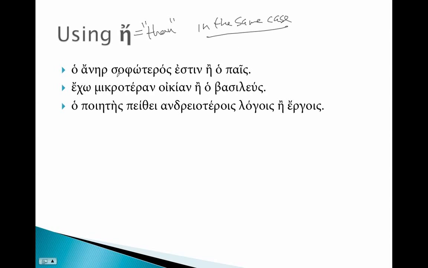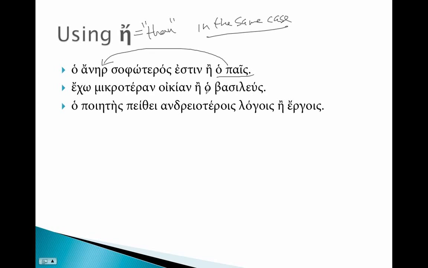So, ho anēr sophōteros estin ē ho pais. The man is wiser. Right, up until this point, you could translate that. Than, there's our ē, ho pais, then the child. The man is wiser than the child. Ho pais is in the nominative because we're comparing it to another nominative. Or, echō mikroteran oikian ē ho basileus. I have a smaller house than the king.